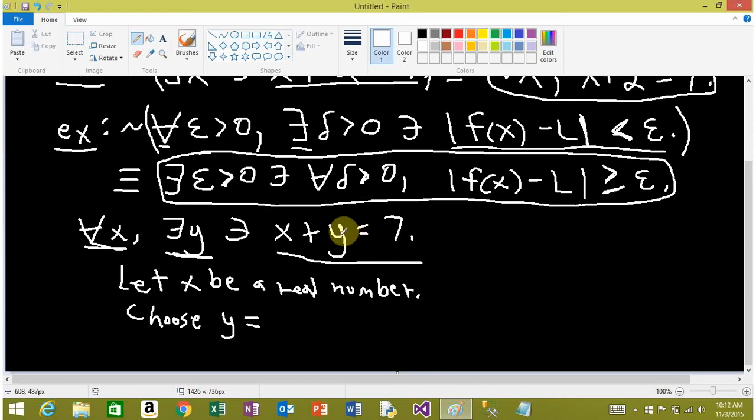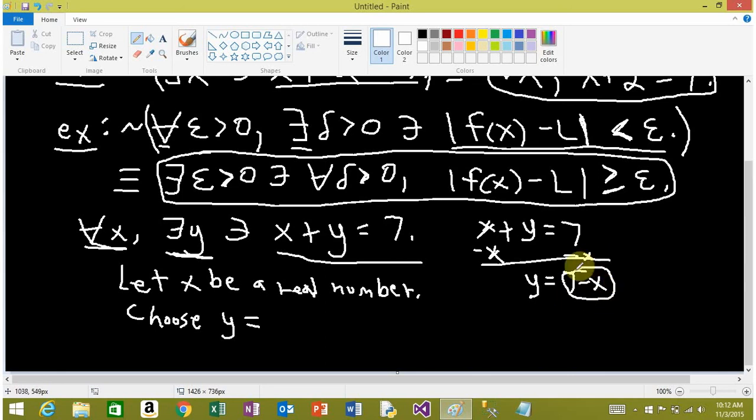And the way we do that is we do some scratch work to the side. We'll say x plus y equals 7. There's our equation. And then if we solve for y, just subtracting x from both sides, we see y equals 7 minus x. So there we go. We found what our y is in terms of x. So choose y to be 7 minus x.